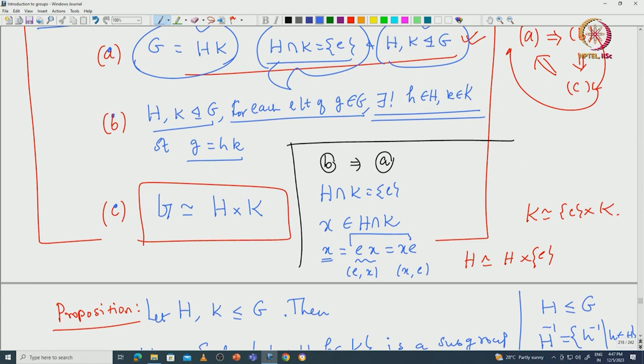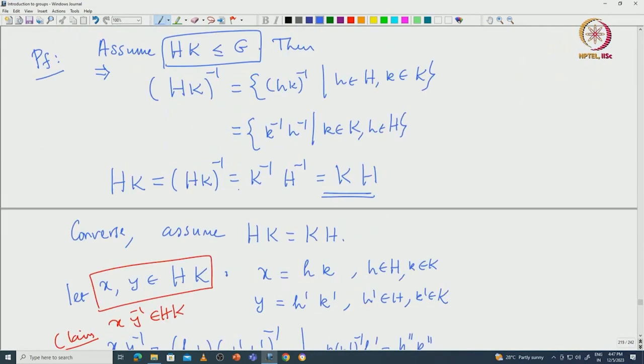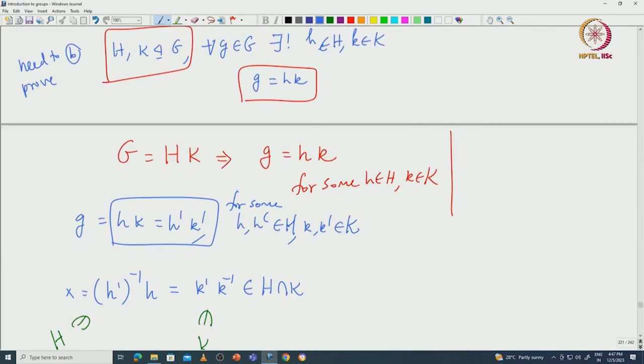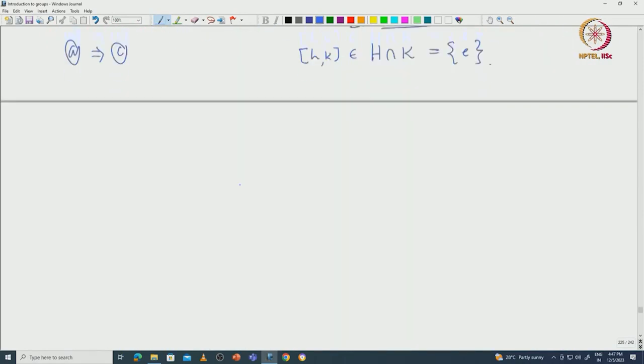So basically these two statements being equivalent is somewhat trivial, not that hard, but both of them being equivalent to this C is something we need to verify. So that is something we verified. So this actually gives characterizations for internal direct product. The internal direct product just duplicates the external direct product, but with subgroups of capital G. So I will leave some exercises and then stop.